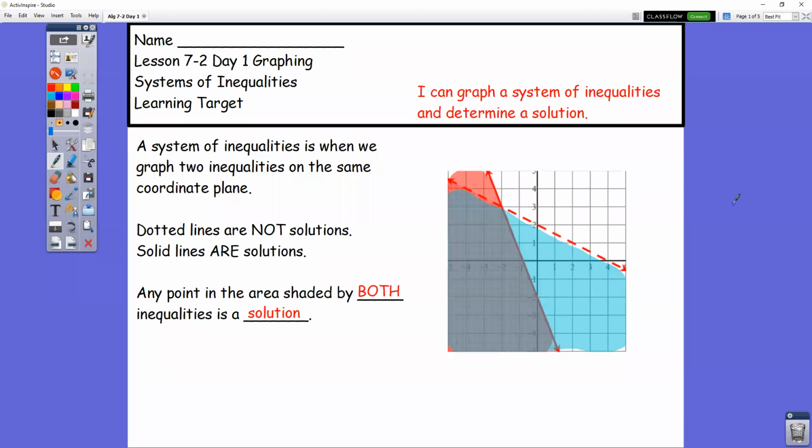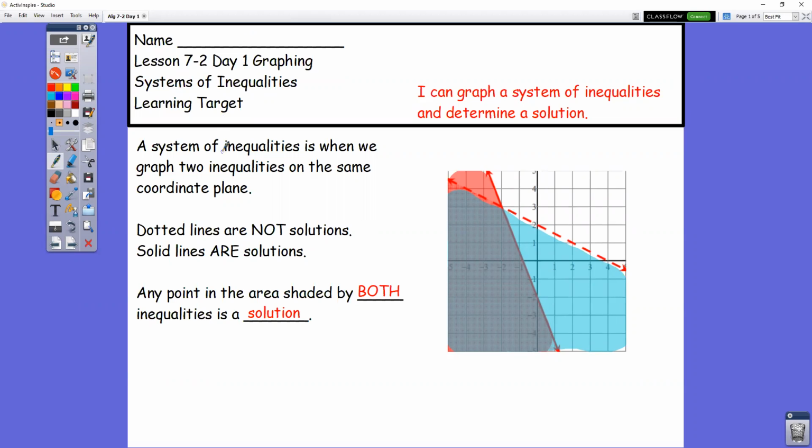So this is the lesson for 7-2 day one. What you're doing is graphing systems of inequalities. You're not only graphing one inequality on the graph, but we are graphing two inequalities on the graph and then finding the double shaded area. The double shaded area is the solution.